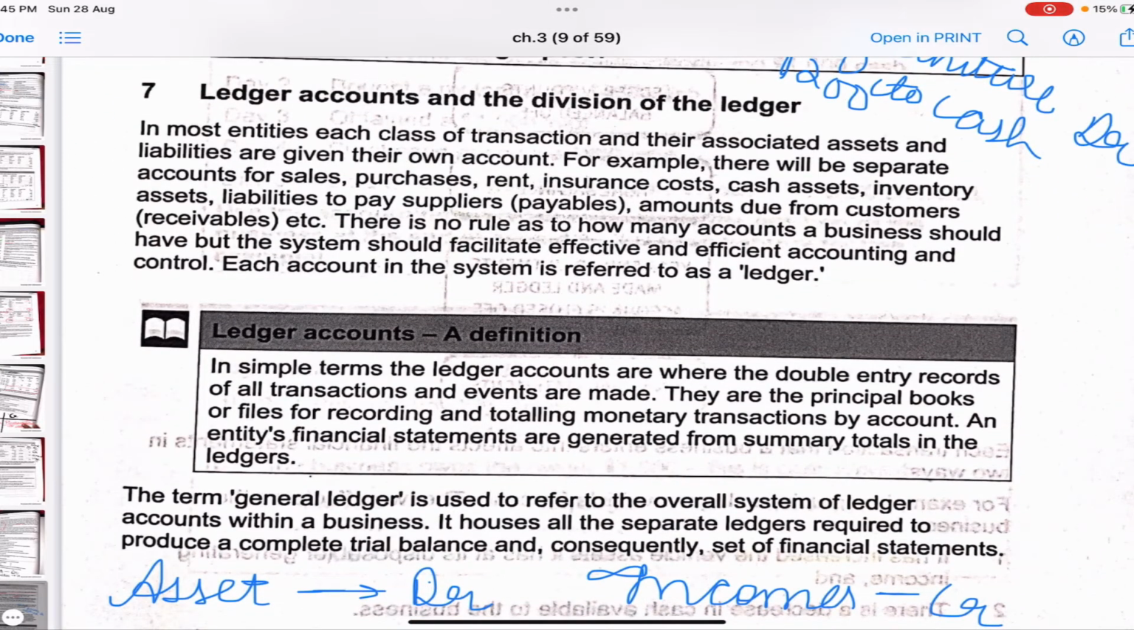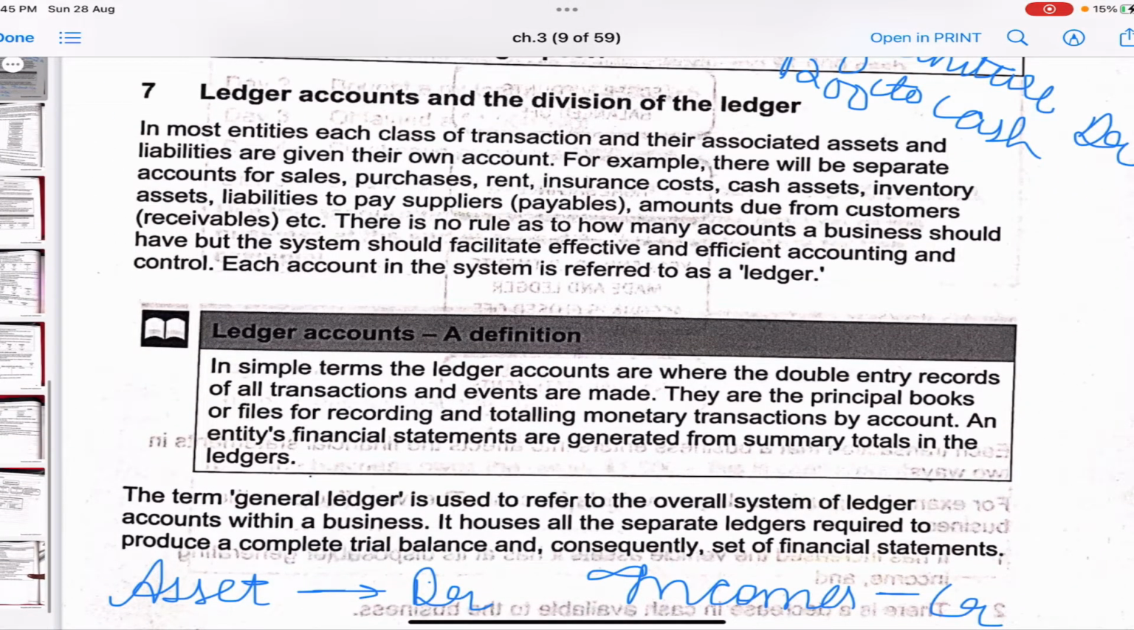Right. So now we have the ledger accounts and the division of the ledger. In most entities, each class of transaction and their associated assets and liabilities are given their own account. After the journal, we make some accounts, and those accounts are known as ledgers. For example, there will be separate accounts for sales, purchases, rent, insurance, costs, cash assets, inventory assets, liabilities. And there are accounts for every person, entity, supplier, customer. These are known as ledgers.